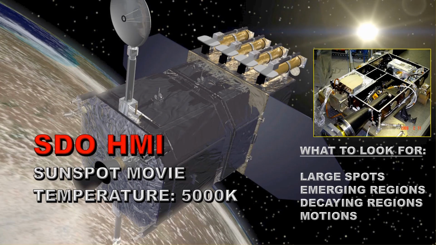So let's take a look at some movies. We'll start at the surface of the sun and then move outwards and upwards in temperature. So we're starting with the sunspot movie from the Solar Dynamics HMI instrument, which has a characteristic temperature of about 5,000 degrees. What to look for here is large sunspots, emerging regions, decaying regions, and motions.